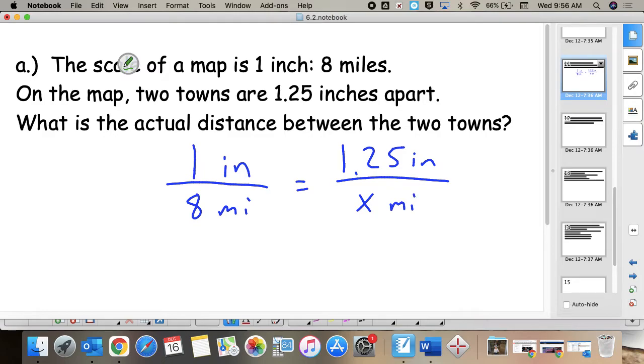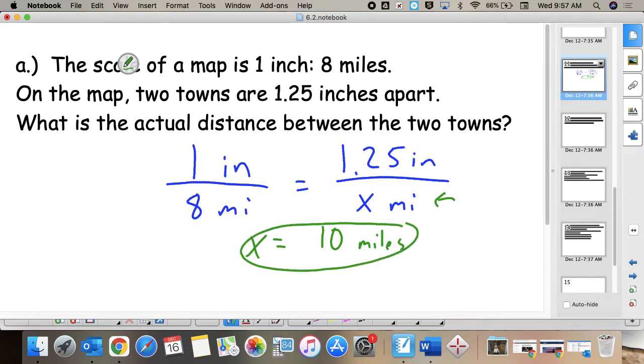Once again, we don't need to convert as long as we are consistent. On the left, I'm doing inches to miles. On the right, I'm doing inches to miles. So when we cross multiply here, we get X to equal 10. My X was represented in miles. So my answer is 10 miles.